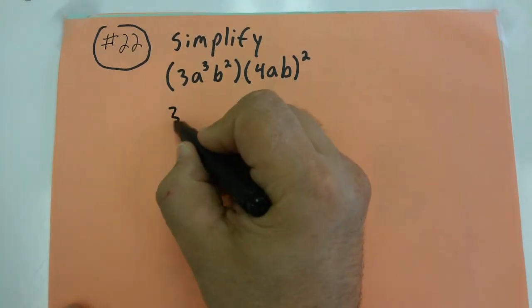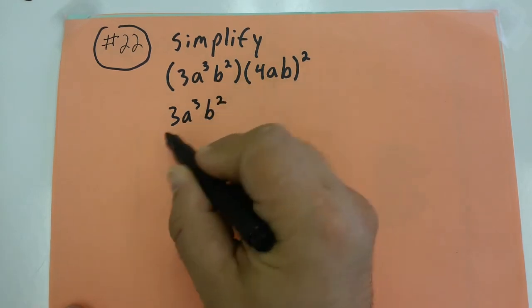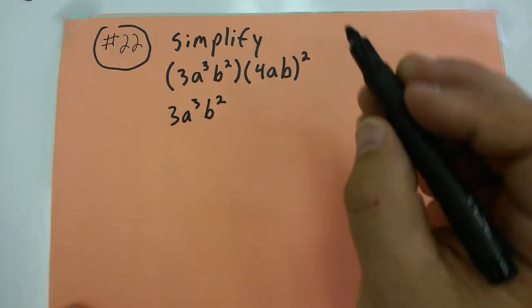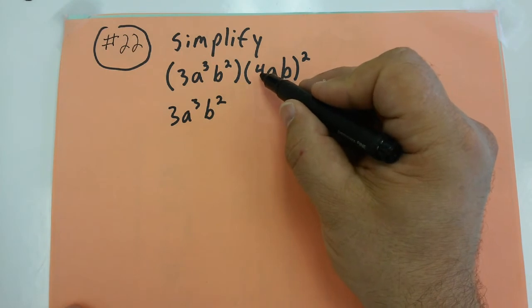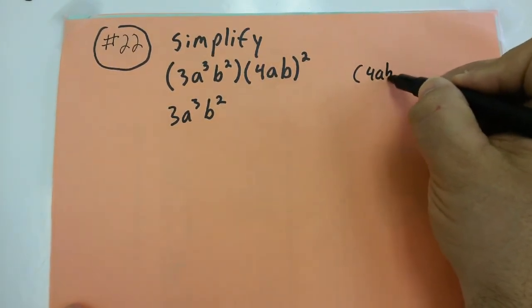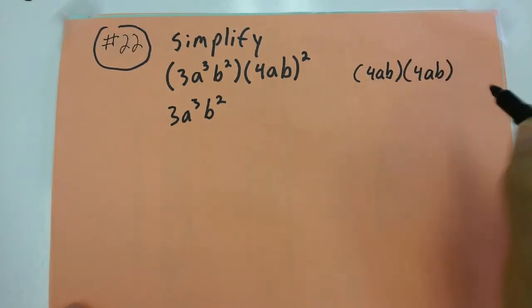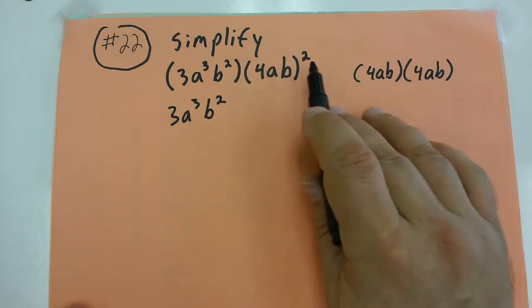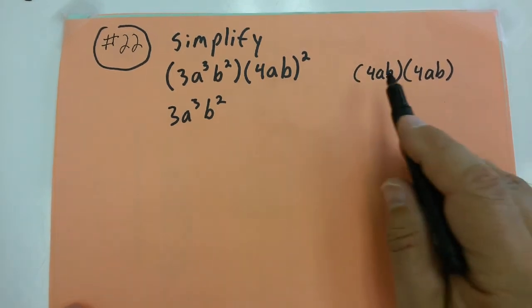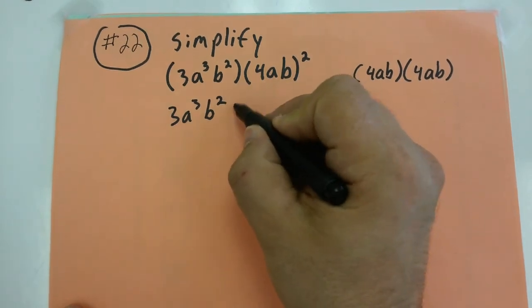So I'm just going to rewrite this part without the parentheses, 3a cubed b squared. Now, this means 4 squared. It's basically 4ab times 4ab. That's what the squared means. If it was cubed, I'd have to write a third one. So 4 times 4, or 4 squared, is 16.